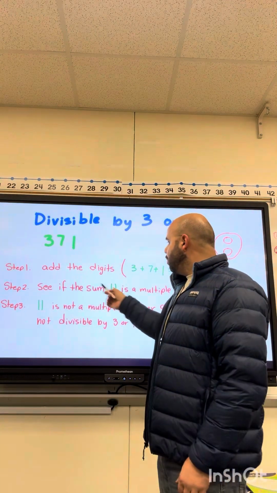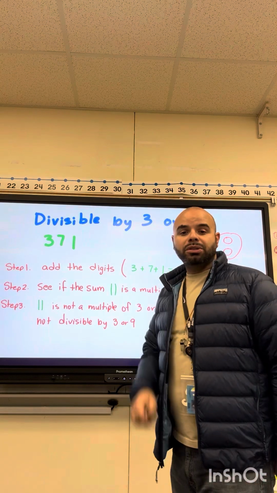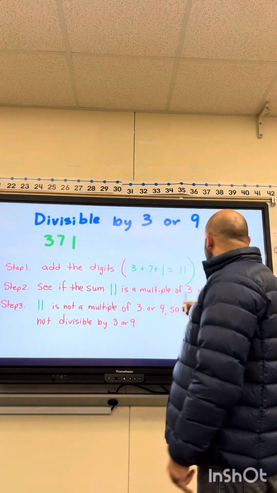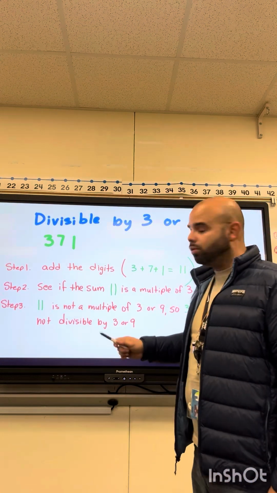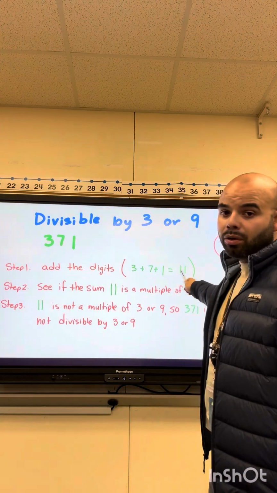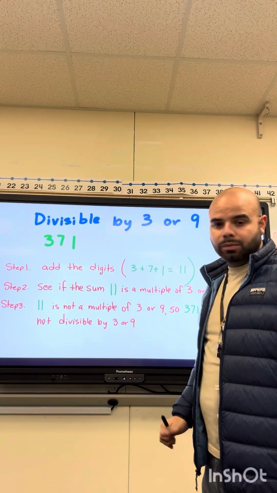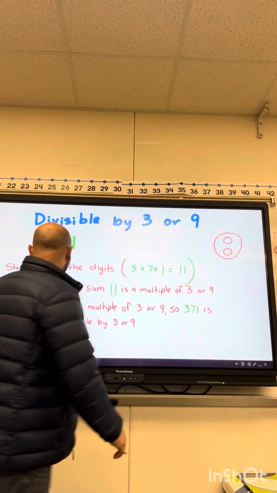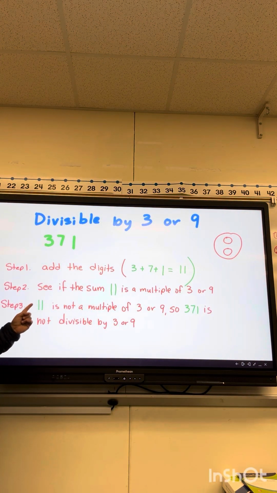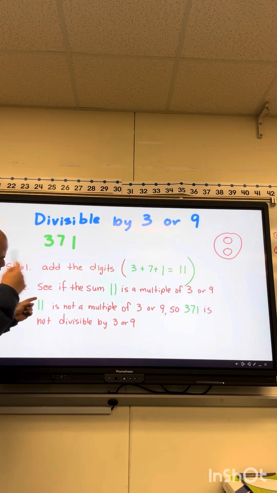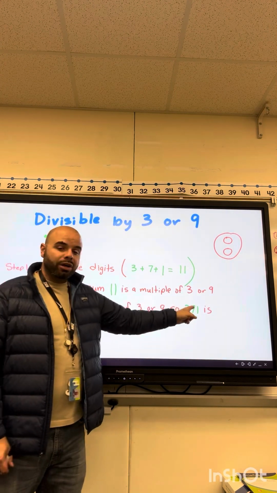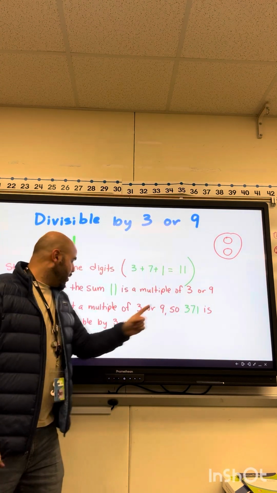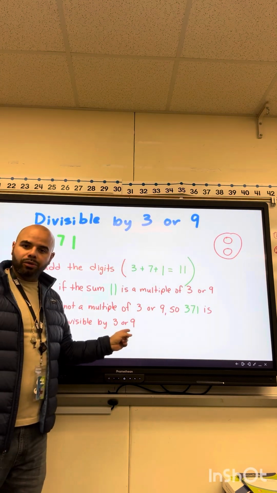So do I see number 11 in my 3 times tables? No. Do I see number 9 in my 3 times tables? No. So 11 is not a multiple of 3 nor 9. Okay? So step number 3. As soon as you find out that 11 is not a multiple of 3 and 9, you write, or you think in your mind, 11 is not a multiple of 3 or 9, so 371 is not divisible by 3 or 9.